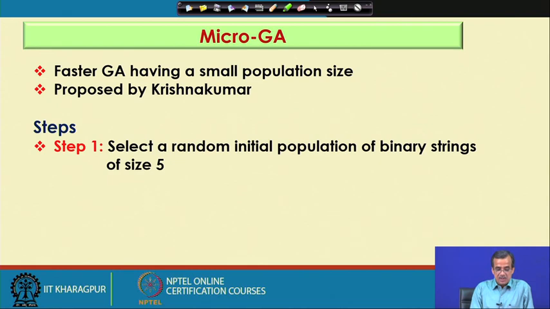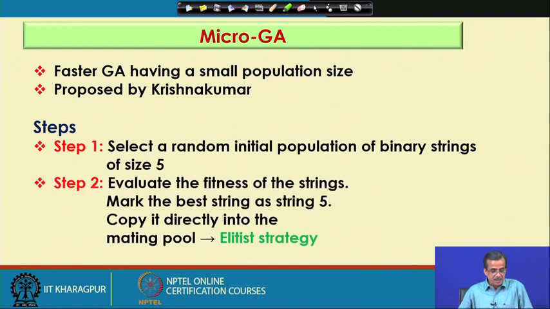Step 1: we select a random initial population of binary strings of size 5. As I told, we start with a population size N equals 5, which is an odd number. Either 5 or 7 or 9, but generally we do not go more than 9 in this micro GA. Then step 2: we evaluate the fitness of all 5 GA strings lying in the population, and initially those are selected at random.